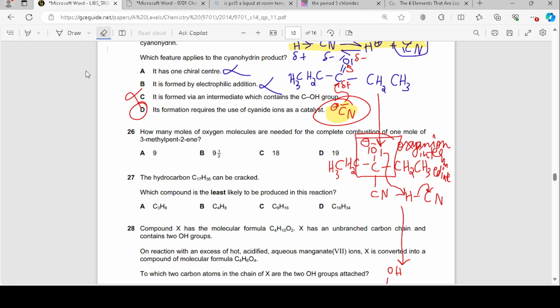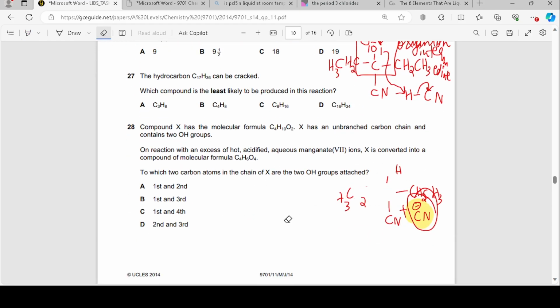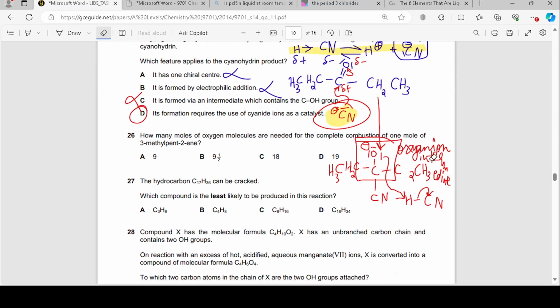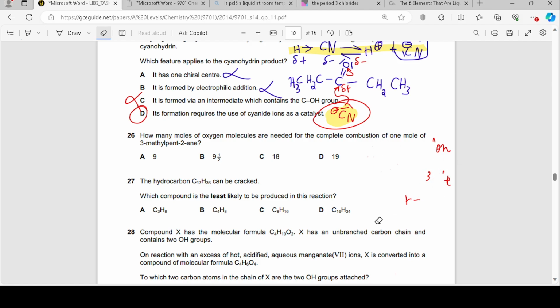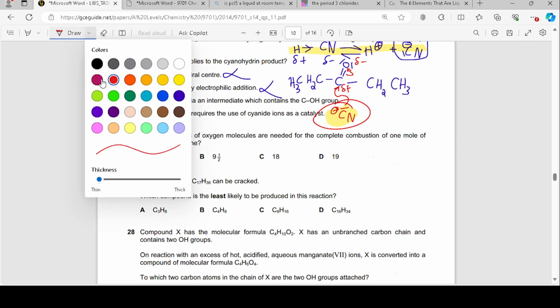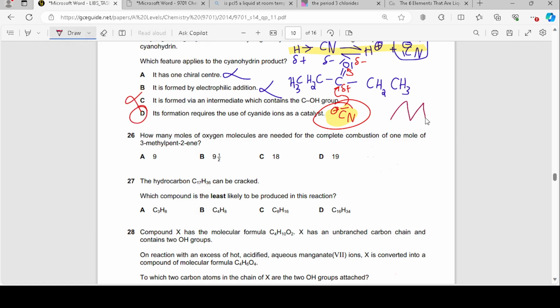And let's go to the next question. Question number 26. Just erase some things. How many moles of oxygen molecules are needed for the complete combustion of 1 mole of 3-methyl pent-2-ene? So let me draw the molecule. I'm drawing a skeletal structure because I like skeletal structure, and I have a double bond on the second carbon, so second and third is a double bond, and I have a methyl branch on the third carbon, so something like that.